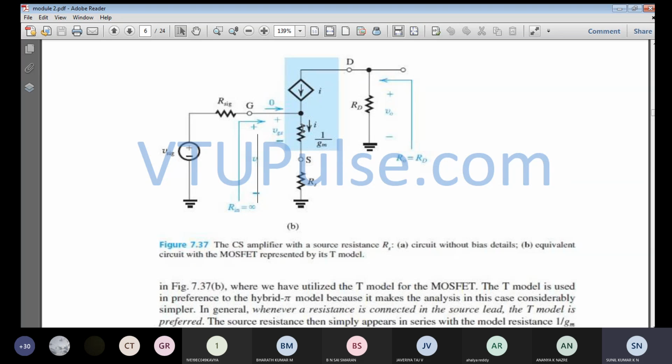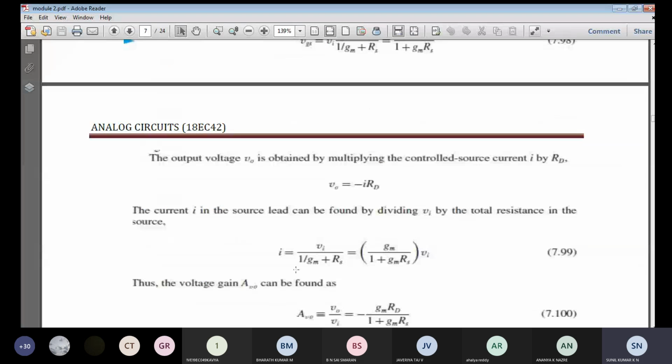So we know that this is the current that is flowing across the 1 over Gm, and the same current is also flowing across the source resistance. We know the voltage drop from this node to this node is Vi, and the current is I. The total resistance from this node to this node is 1 over Gm plus Rs. So I can easily find the value of current I. I will be equal to Vi divided by 1 over Gm plus Rs.